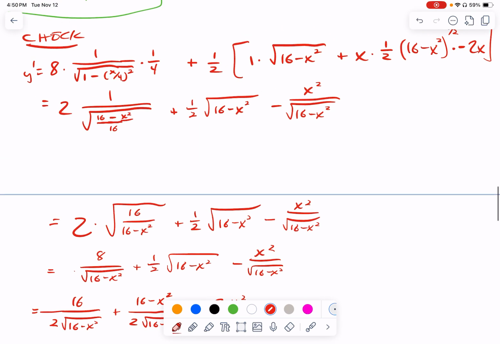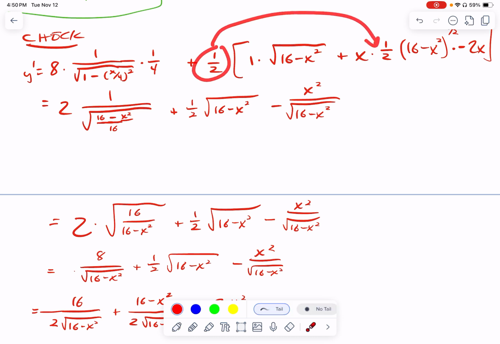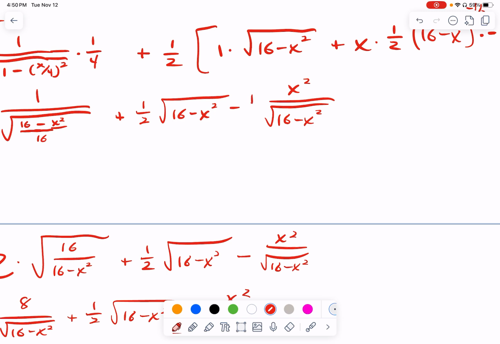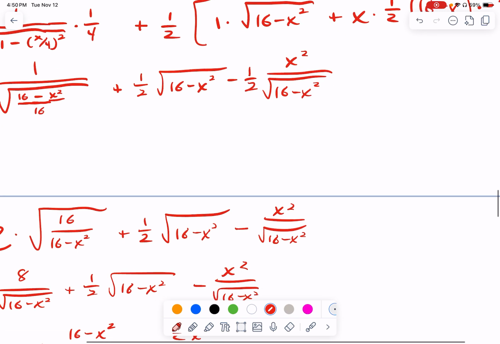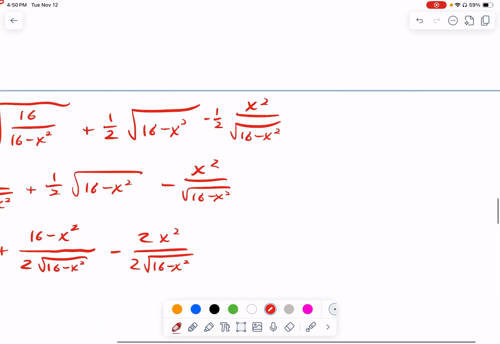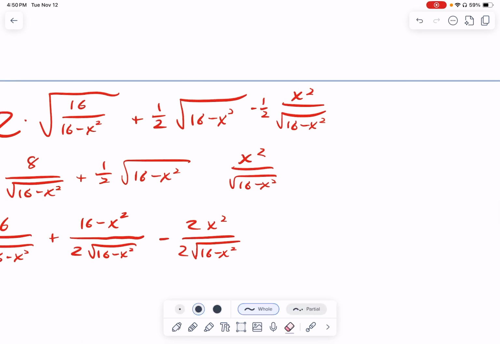Oh, here's the issue. Okay, so sorry about that. I forgot to distribute this 1/2 over here. So this 2 and 1/2 cancel, but they're still getting multiplied by the 1/2 over here. My apologies. I knew something wasn't going to cancel. So that should be a 1/2. There should be a 1/2 here. There should be a 1/2 here.